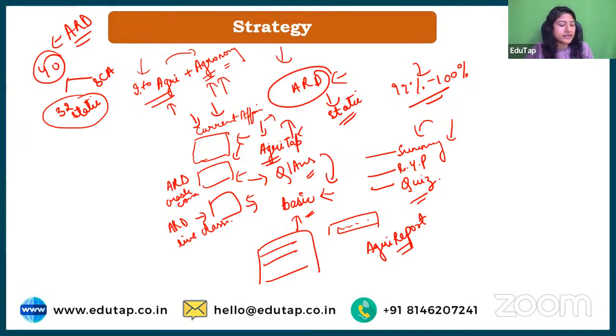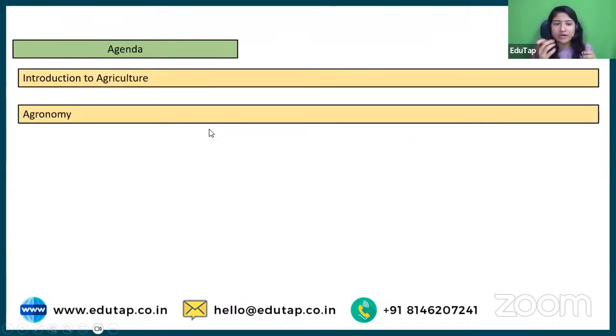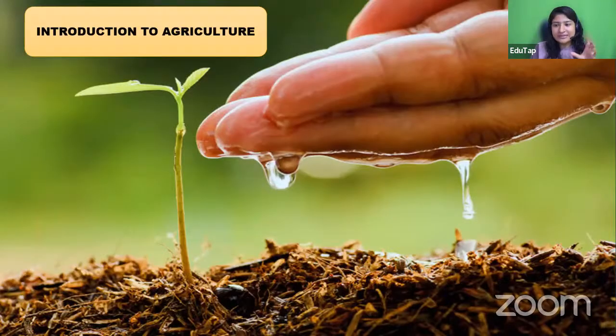Right, I think I've already taken them. Yes, I was prioritizing the Zoom questions and then I came to YouTube. I hope now everybody's questions are answered and doubts are solved. And now let's start off. So today we are going to do introduction to agriculture and agronomy. These two chapters we are going to do today. We'll start with the first chapter, which is introduction to agriculture.